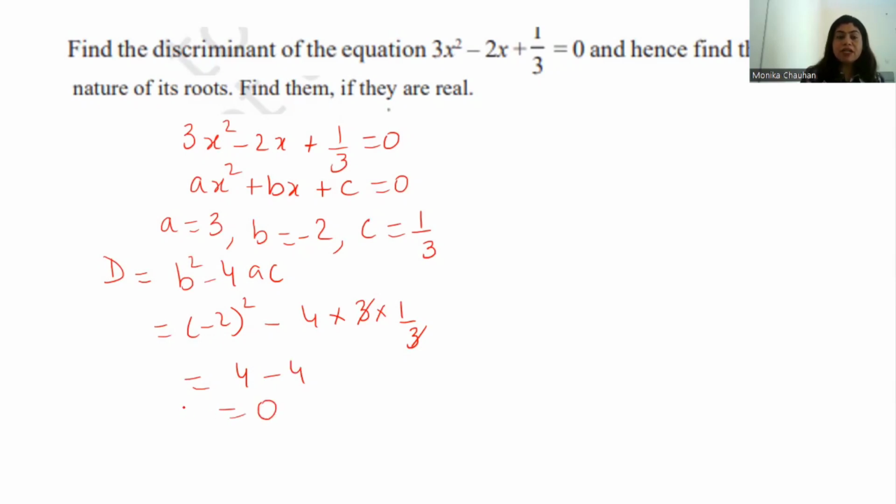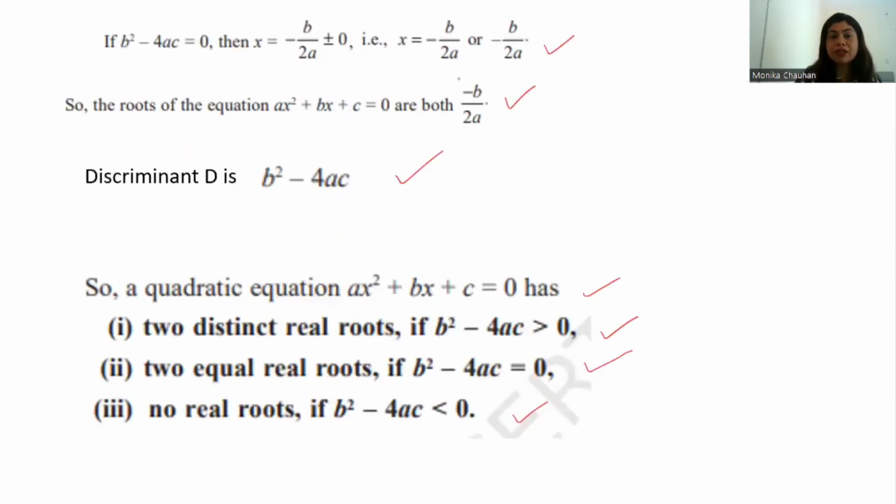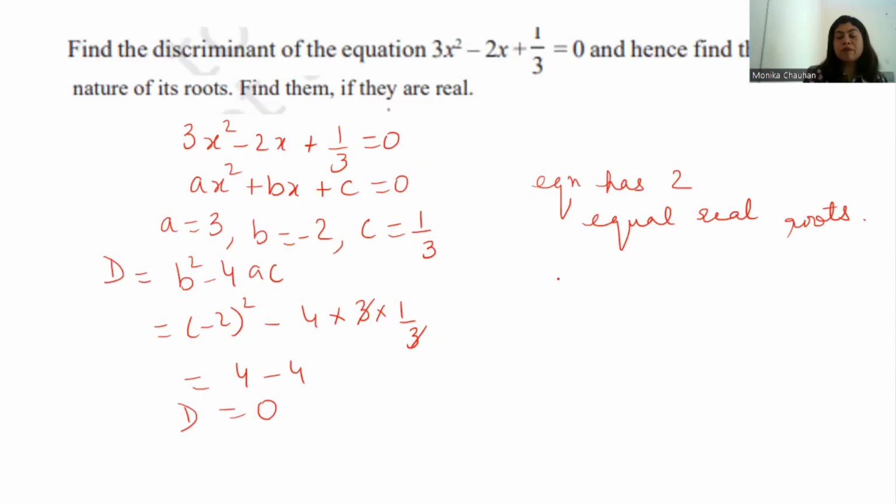Now, what does it mean when D is equal to 0? This equation has two equal real roots. Now, what are the real roots then? I'll take you back and show you. When it has two equal roots, then it is minus b upon 2a. So we have to calculate the two equal real roots using minus b upon 2a.